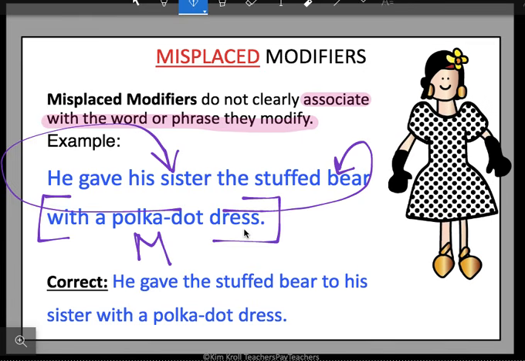It's placed in the wrong spot, next to the bear, so it makes it sound like the bear is wearing the dress. We correct this by moving it closer to the term it's modifying, the sister. So we say, he gave the stuffed bear to his sister with a polka dot dress. The same description, but now it's closer to the term it's modifying, the sister. So now it doesn't sound like the bear's wearing the dress anymore. The sister's wearing the dress. So the misplaced modifier has something to modify, but it's in the wrong part of the sentence.